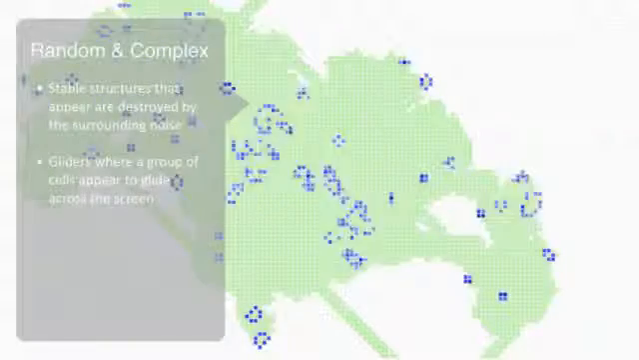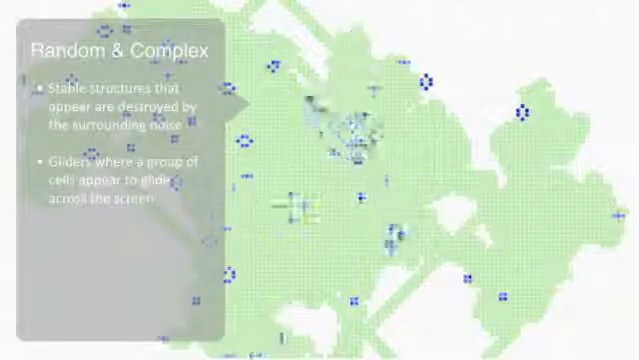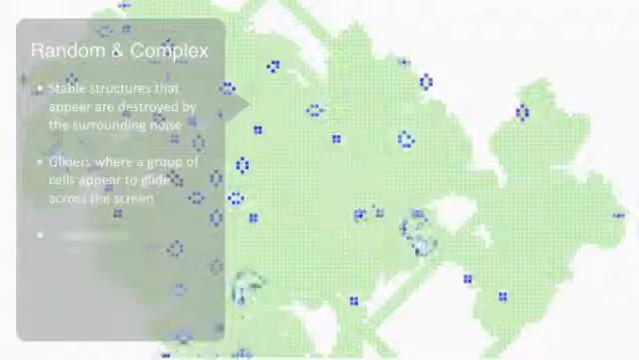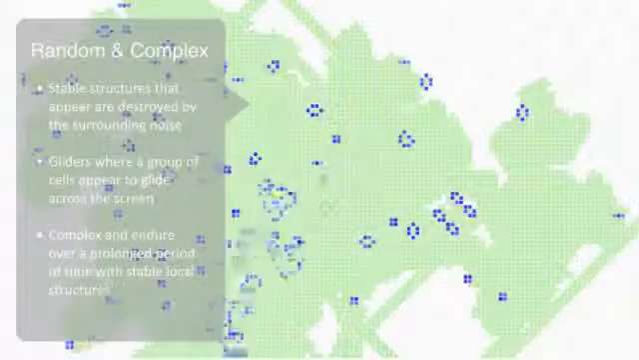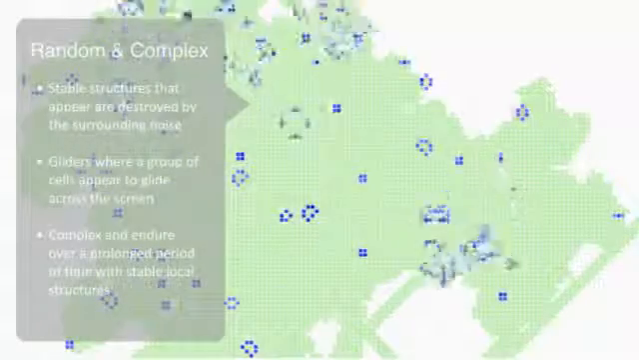Lastly, automata can also produce patterns that become complex and endure over a prolonged period of time with stable local structures. With these more complex patterns, cellular automata can simulate a variety of real-world systems, including biological and chemical ones. Since the advent of the game of life, new, similar cellular automata have been developed that can do all sorts of things, such as create fractal patterns, that is, self-similar structures that repeat themselves over various scales of magnitude. Other games create patterns that can reproduce themselves.